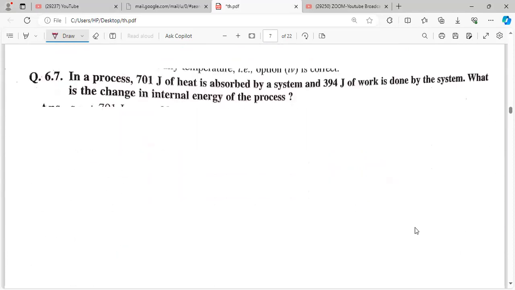What is the next question? This is question number 7. Can you tell me this question? This is in a pressure. 701 joule of heat absorbed by the system. 394 joule work is done by the system. They are saying 701 joule of heat absorbed by the system. This one we did yesterday. 701 minus 394. Solve here.